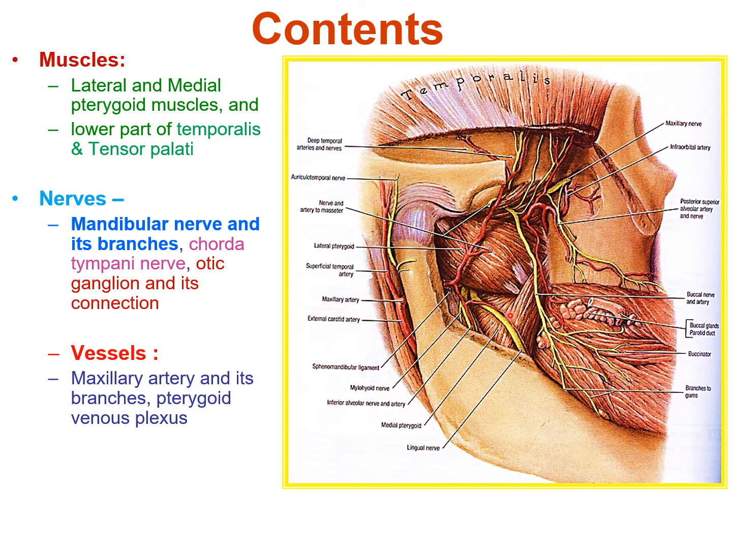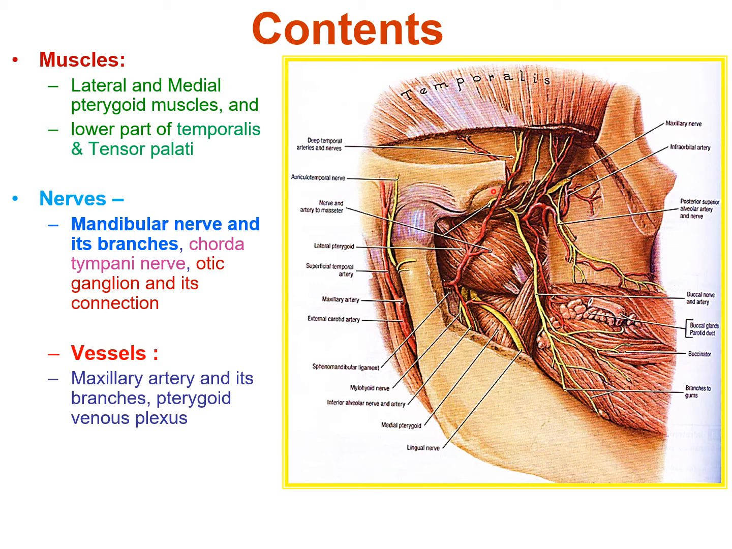Now talking about the contents of infratemporal region, these are the muscles, the nerves, the vessels, and also a ligament, that is a sphenomandibular ligament. The muscles of this region are the lateral and the medial pterygoid, the lower part of temporalis. Also, we'll be discussing about the masseter muscle.